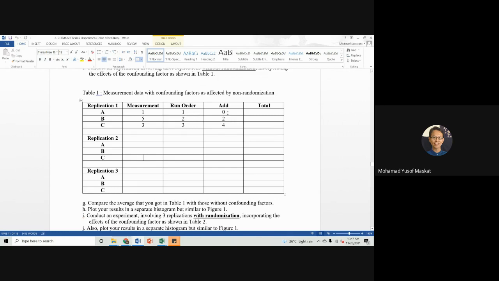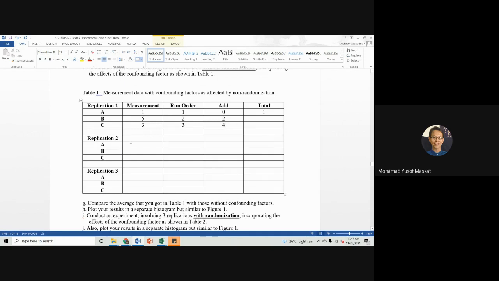no effect. If this is A and the run order is 1, it is supposed to produce a result of 1. Because it is run order 1, there is no change, so the actual result will still be 1. But if the run order is 2, then the result will be changed by adding 2. And if the run order is 3, the result will change by a value of 4.